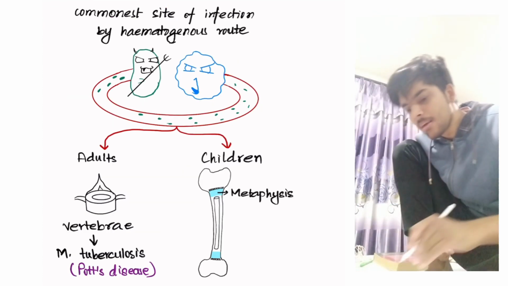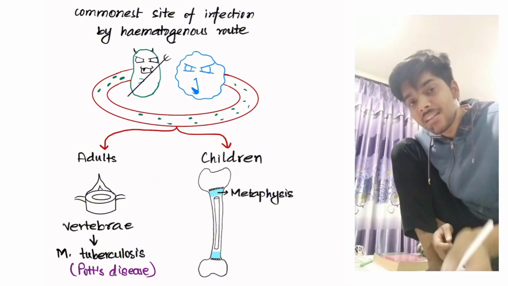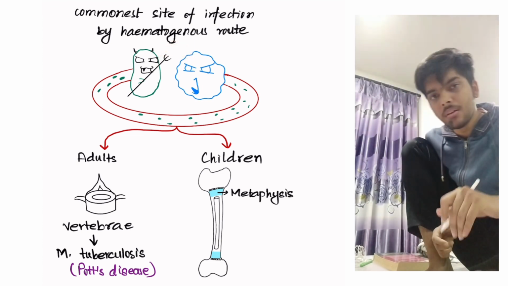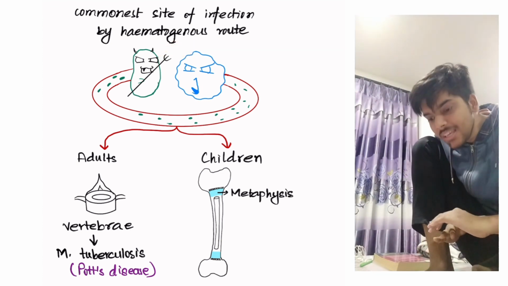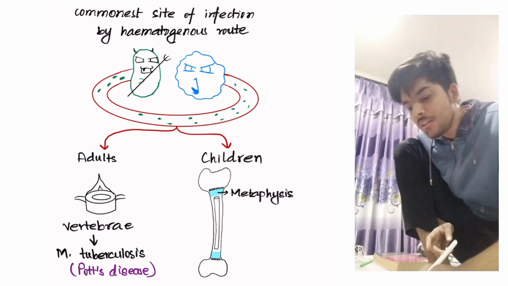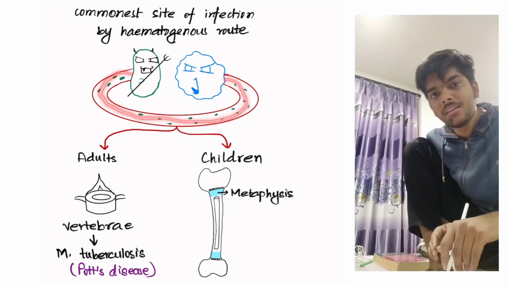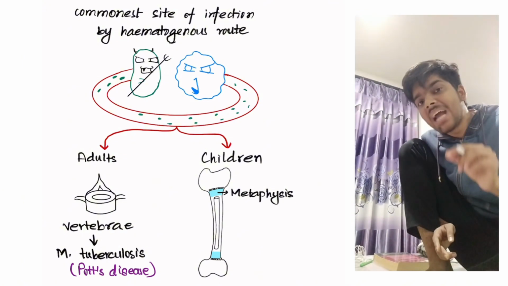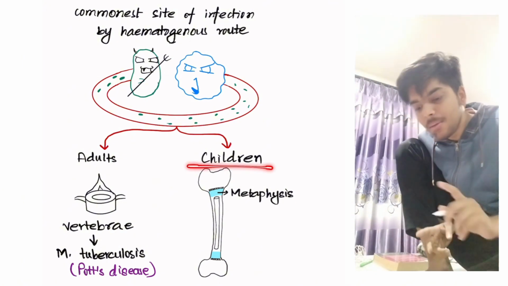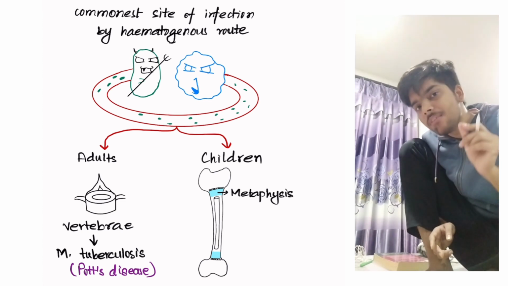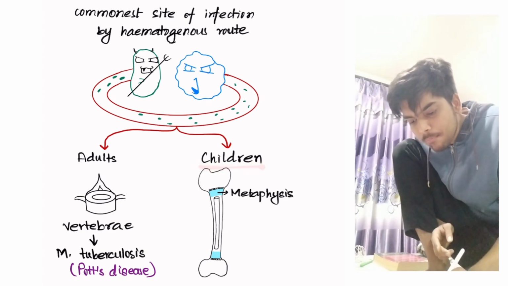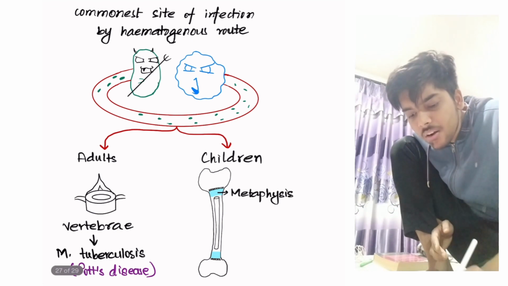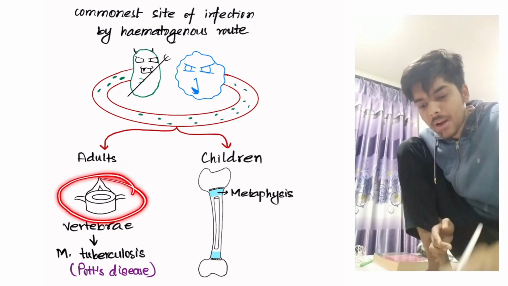Let's say the bacteria present in your circulation somehow fights through the immune system of the body. It somehow evades the immune system. Then through the blood circulation, it finally reaches the bone and infects the bone. The most common site of infection in children, I repeat, the most common site of infection in children is the metaphysis of the bone. And the most common site of infection in adults is the vertebra.